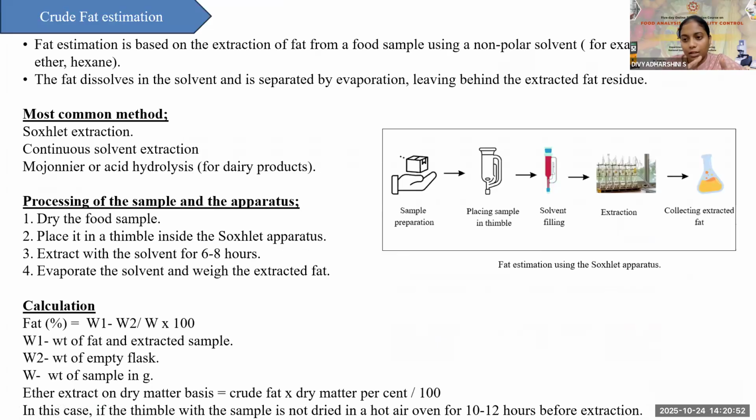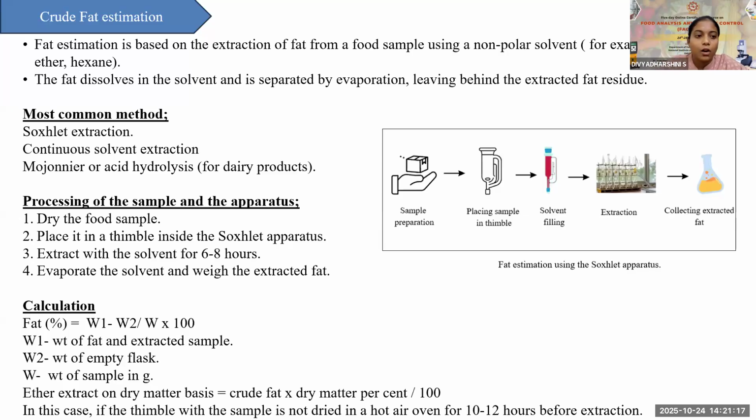There will be no charge, no partial charging. So the non-polar solvent we are using, for example, petroleum ether or hexane, dissolves the fat, and it is separated by evaporation, where there are three methods in the Soxhlet apparatus, which I will explain later, leaving behind the extracted fat residue. That fat residue we collect is termed the crude fat percentage.